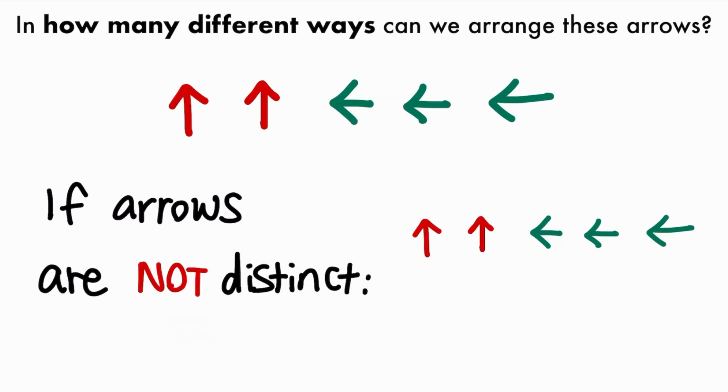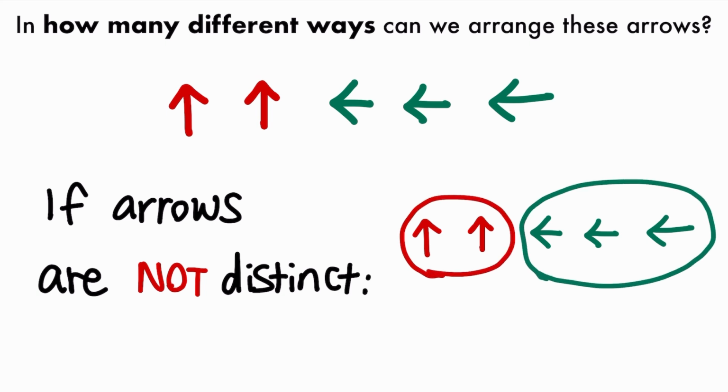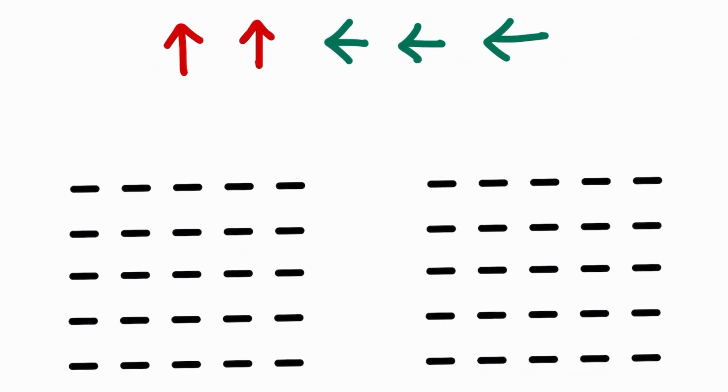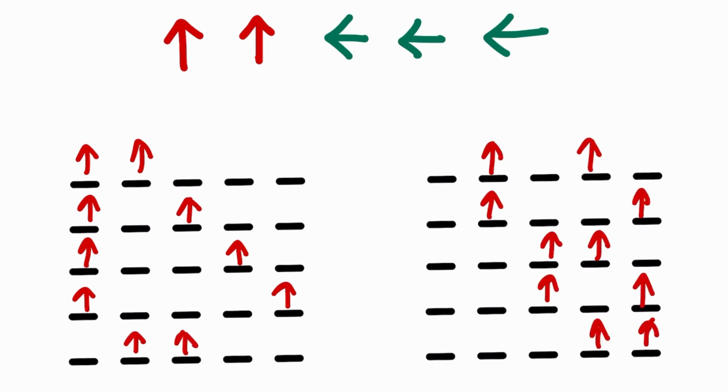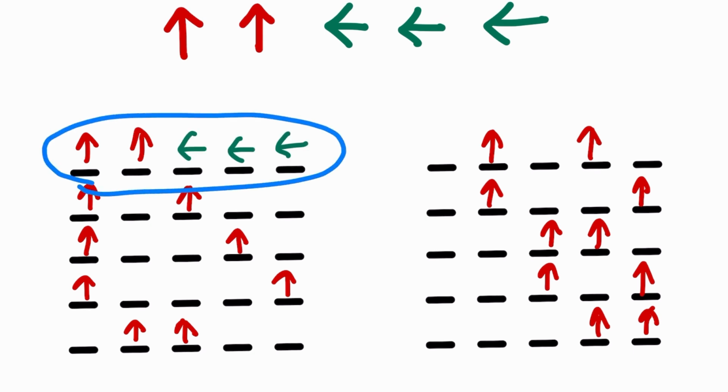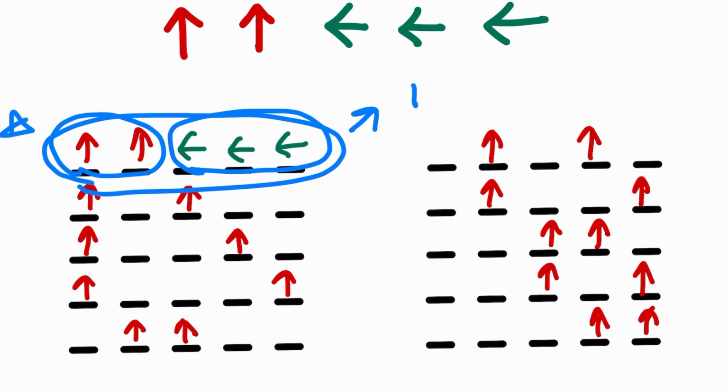However, in today's situation, these 2 up arrows are the same and these 3 left arrows are the same. How can we solve this problem? Well, if we list out all possible solutions, these are all the possible arrangements for the upward arrows. If we look at the first arrangement, as these 2 arrows are the same and these 3 arrows are the same, there is just 1 possible arrangement for the first case.